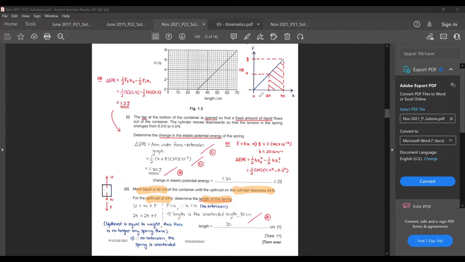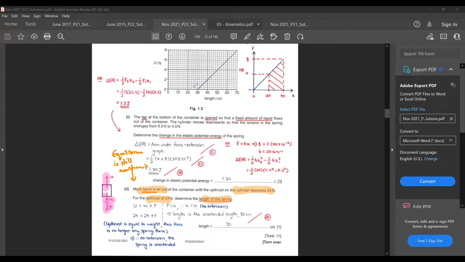So from what we know earlier from drawing the free body diagram, up thrust is upwards, weight is downward, and the force on the spring is downwards. Even though liquid is being let out of the container, we know that equilibrium is still maintained. The cylinder didn't fall all the way down. The cylinder didn't go all the way up. It's just maintaining at the water level, isn't it?